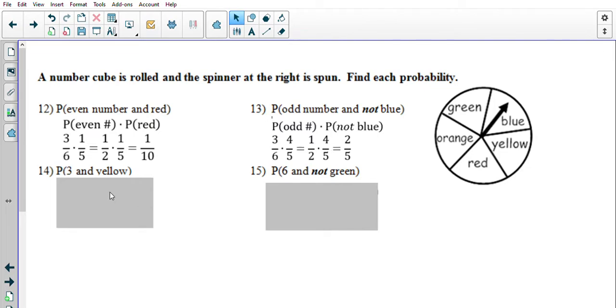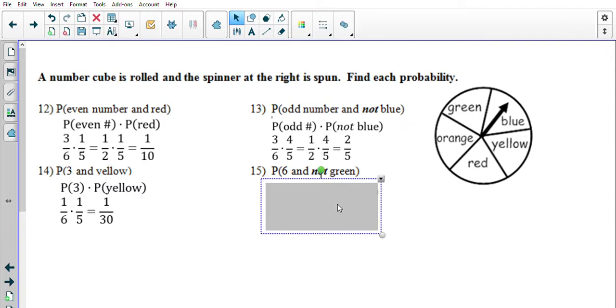Number 14, probability of 3 on the number cube and yellow on the spinner. The 3 on the number cube is 1 out of 6. Yellow is 1 out of 5. Multiply those to get 1 out of 30.